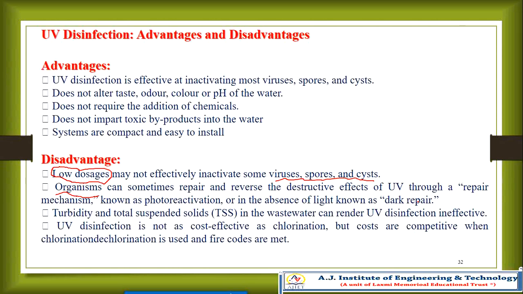Turbidity and total suspended solids in the water or wastewater can make UV disinfection ineffective. UV disinfection is not as cost effective as chlorination, but it is cost competitive when dechlorination is required and discharge limits are met. That is a major disadvantage in this concept.